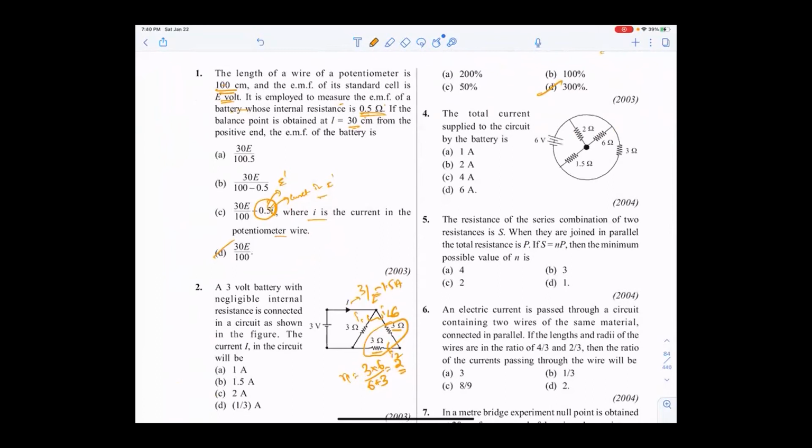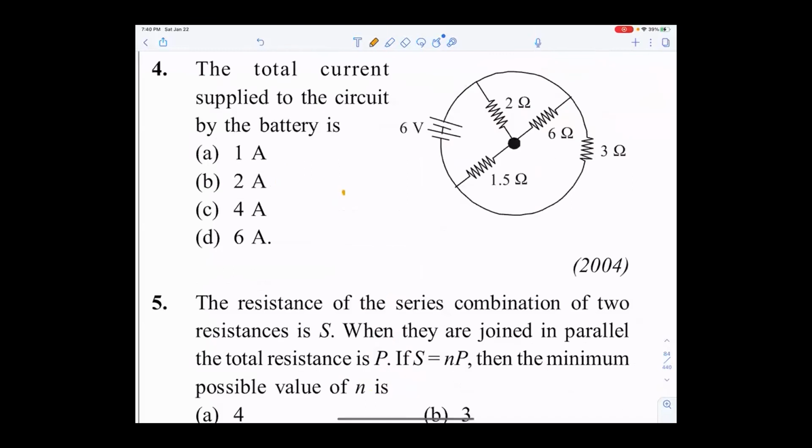This is not allowed. The total current supplied to the circuit by the battery is, so here we have 3 ohms. If you have to draw it in the right way: battery, 6 volts. The battery is connected to a 2 ohm and another 6 ohm. These two are connected to 1.5 ohm. This 1.5 is going back to the battery, and the 3 ohm is connected to the battery directly.